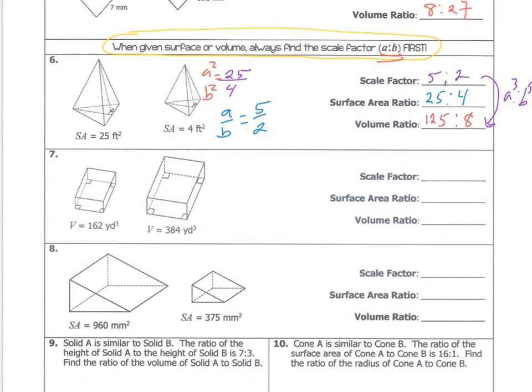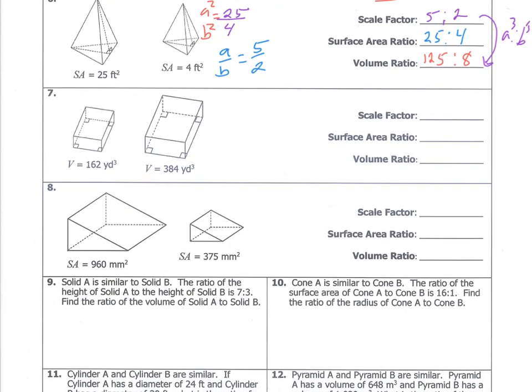All right, so look at 7. This time for 7, they gave you volume. So if they give me volume, I'm going to do left over right, so 162 over 384. They're both even numbers, so you want to reduce that fraction, which is why I showed you the button on your calculator, because that's an ugly fraction I have to reduce. So you're going to put in 162, hit your fraction button, and then 384, and hit equals. What did it give you?